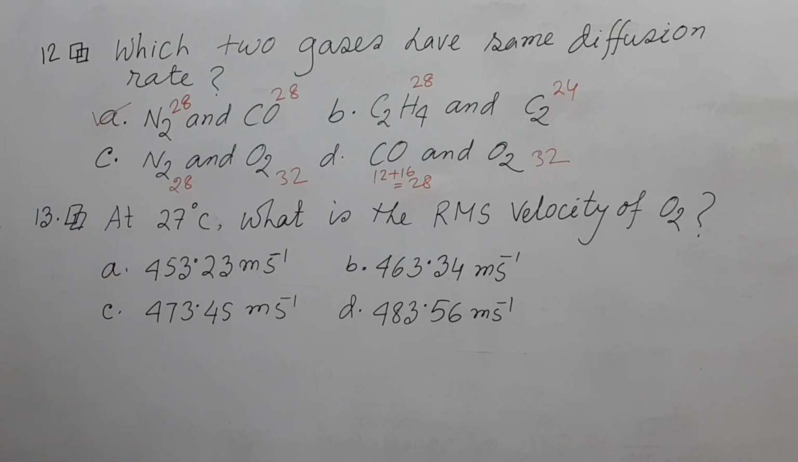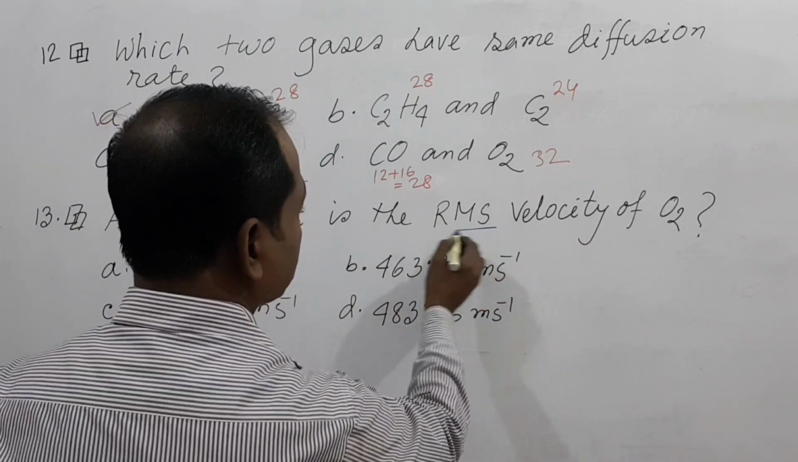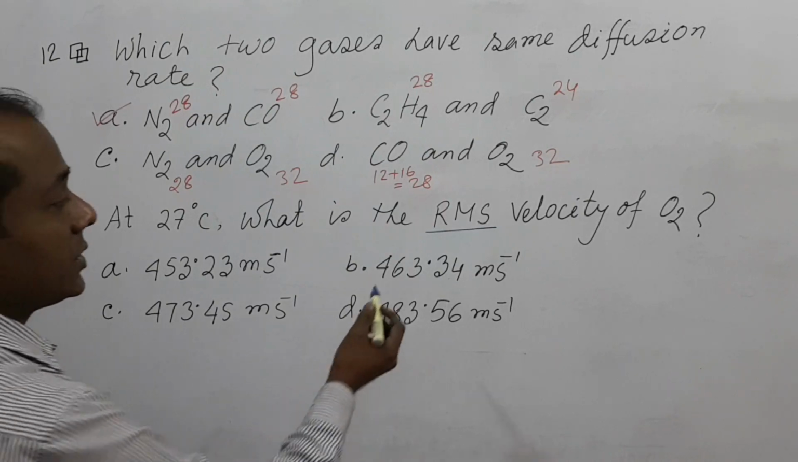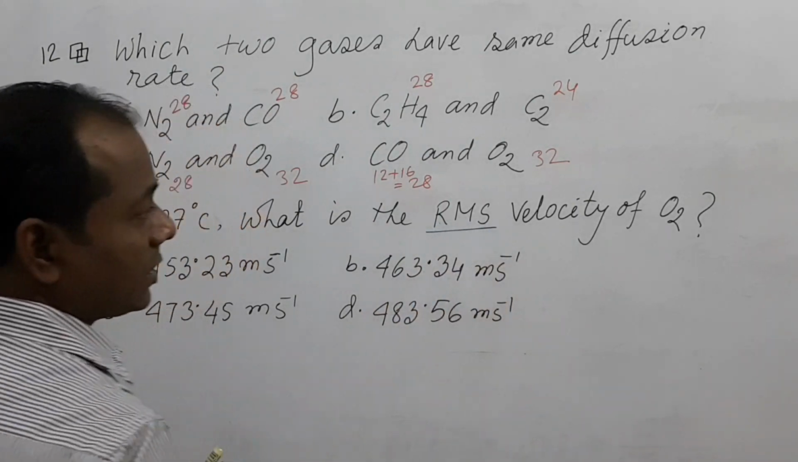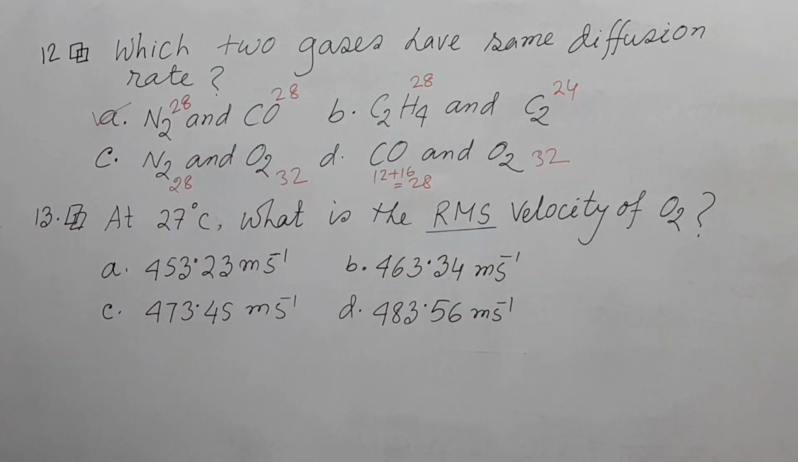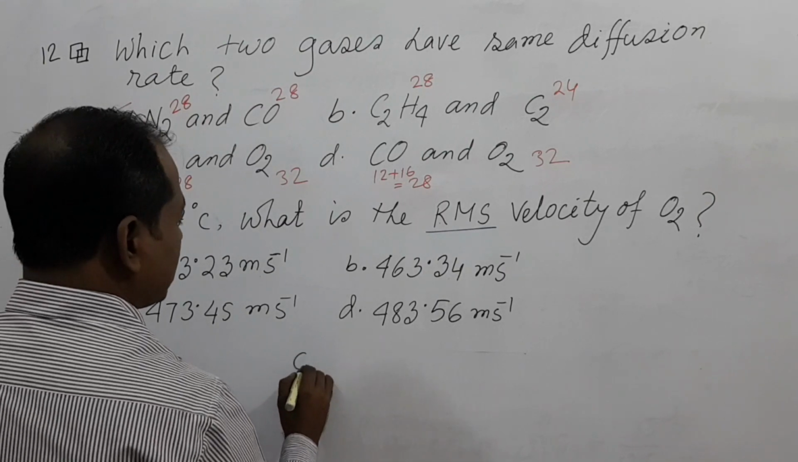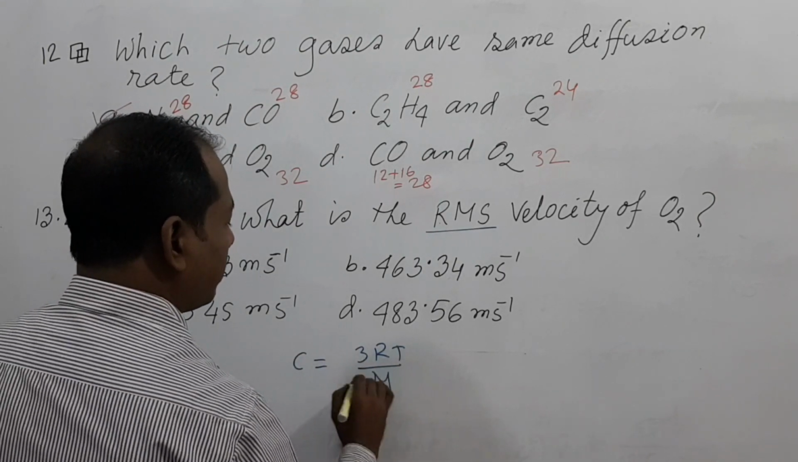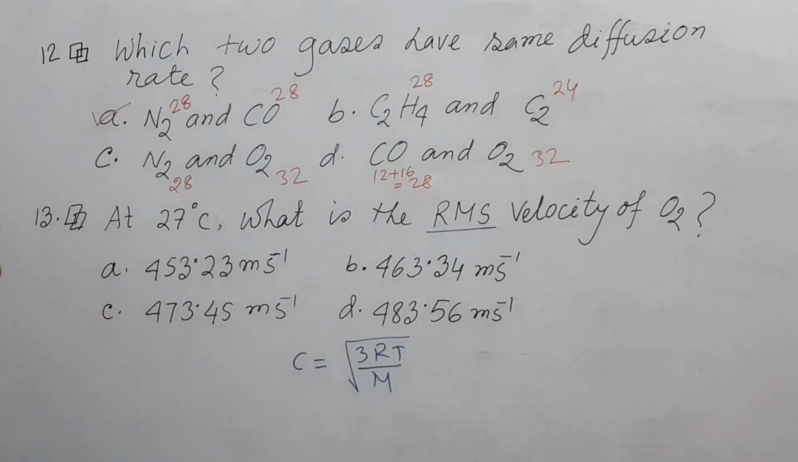Now question number 13. At 27 degrees centigrade, what is the RMS velocity of oxygen? My dear students, RMS velocity, that means root mean square velocity of oxygen. We know that C equal to root over 3RT by M. That means C equal to root over 3RT by M.